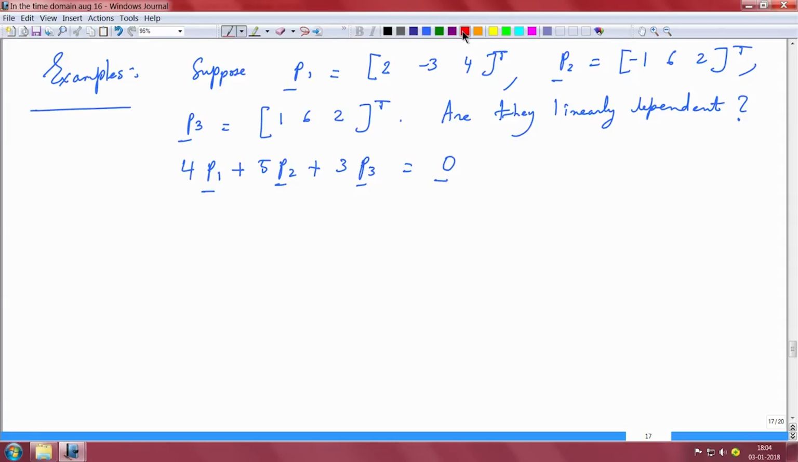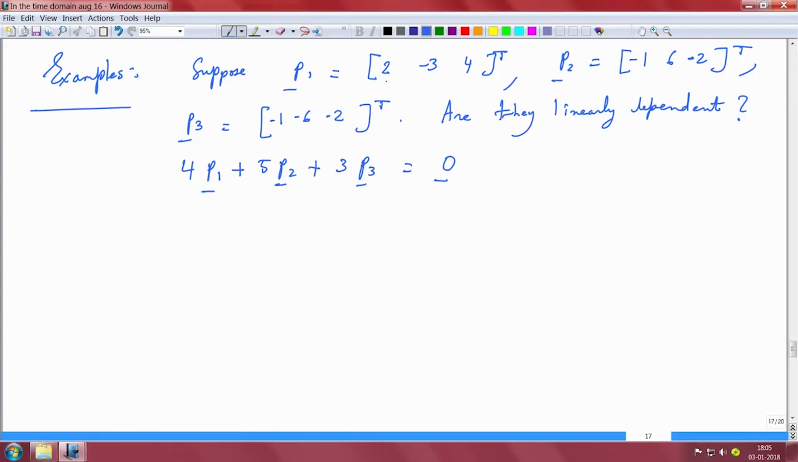Well, I think with this 4p1, 5p2 and 3p3, this might not be the case. They may not be linearly dependent. So let us just fix this up. I think a negative sign on the third coordinate of p2 and p3, completely negated, would make this work. I mean, you can just quickly verify.